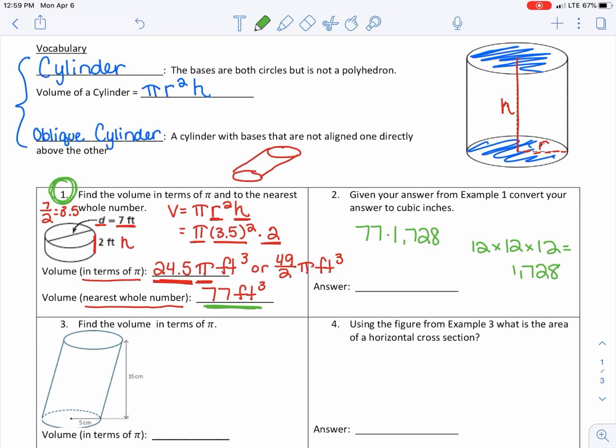Now, some teachers do conversions a little differently. I don't particularly do that. You'll see conversions in chemistry as well, but I don't use conversions for these. I use this 1,728. Okay. So once you multiply the 77 times the 1,728 to get the cubic inches, you're going to end up with 133,056 inches cubed. Okay.